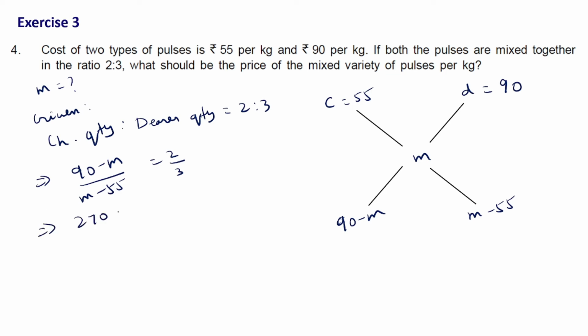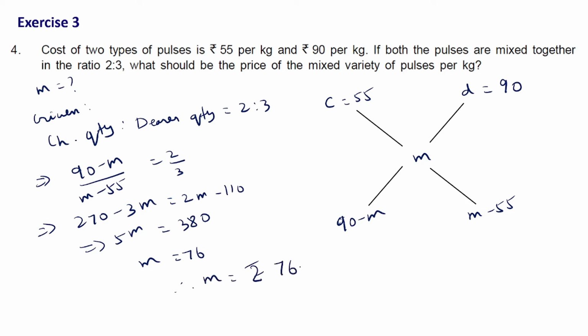So we get 270 minus 3M is equal to 2M minus 110. Or we get 5M is equal to 380, or M is equal to 76. Therefore, the price of the mixed variety of pulses is equal to rupees 76 per kg.